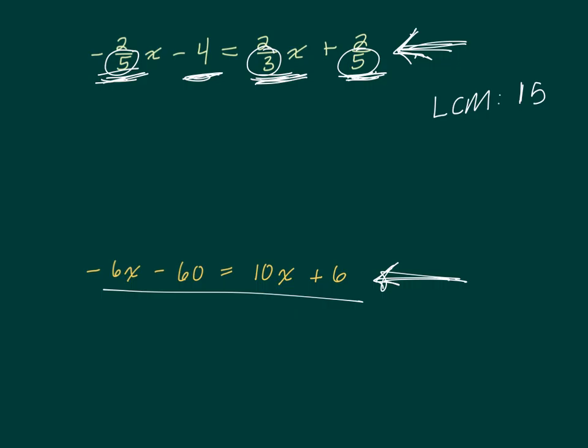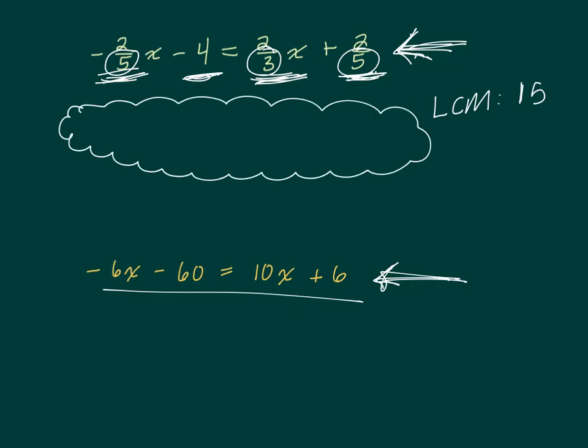So let me draw my mental bubble cloud. This is what I'm thinking in my head. I need to do 15 times negative 2/5 x. But what I actually do is pick that 15 because it cancels with this 5. When that 15 and this 5 cancel, I'm left with 3. So in my head, this becomes 3 times negative 2x, which gives me negative 6x. And then 15 times this negative 4 is negative 60.